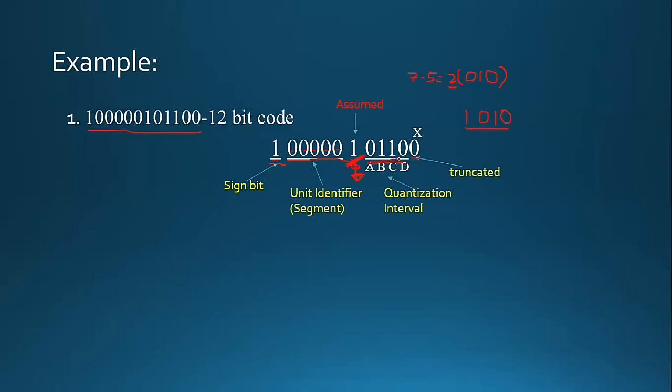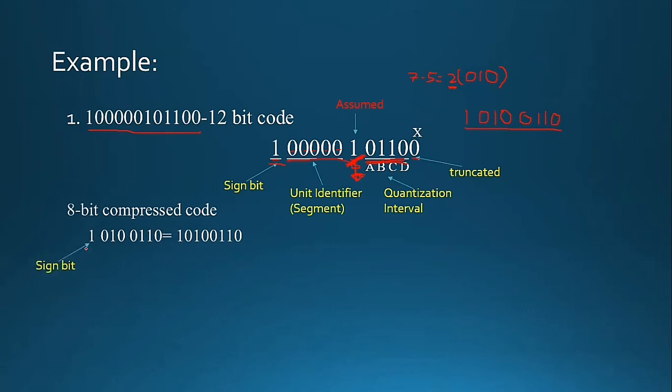Then copy the next 4 bits, and that would be our quantization interval. So that would be 0, 1, 1, 0. So copy 0, 1, 1, 0. So now we have our 8-bit code from the 12-bit code. So we have 1, 0, 1, 0, 0, 1, 1, 0. Our 8-bit compressed code is 1, 0, 1, 0, 0, 1, 1, 0.